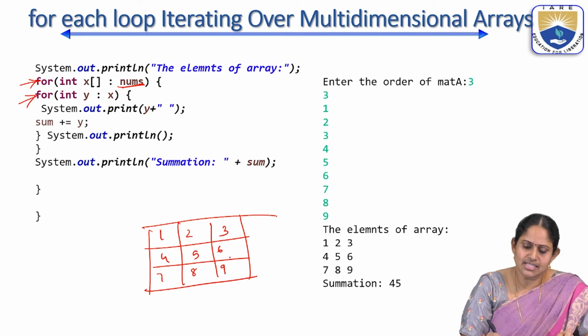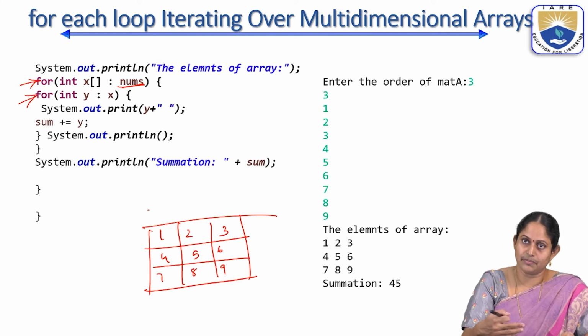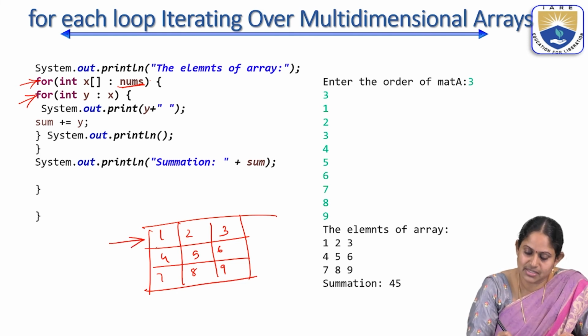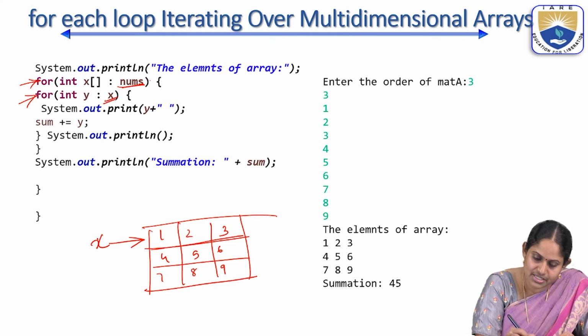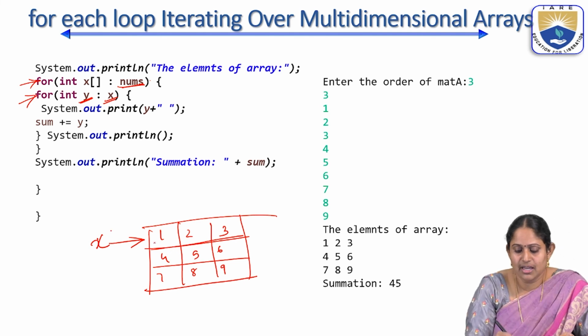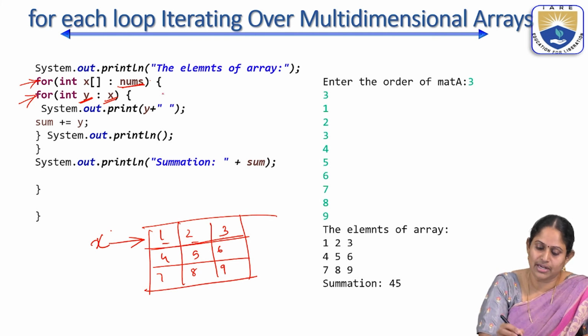Now once we read this array, when we start printing this array, we have to use two for each loops. First it will read this array. This whole thing is nums. So this part of this array will be taken into X. From nums we are reading the first one-dimensional array, and from that one-dimensional array we are reading the elements. So X will be storing 1, 2, 3. From elements 1, 2, 3, you have to iterate.